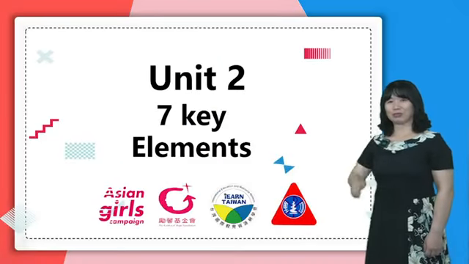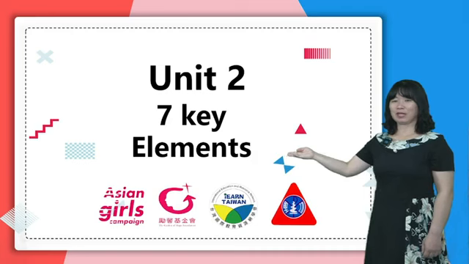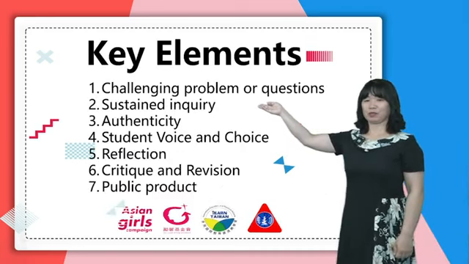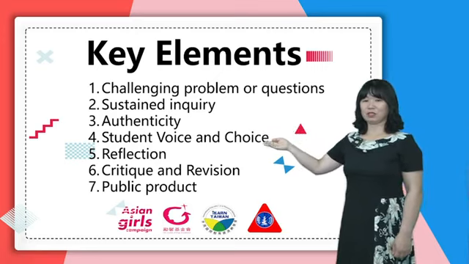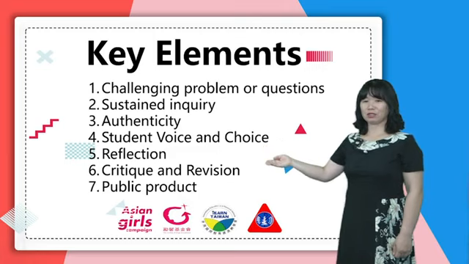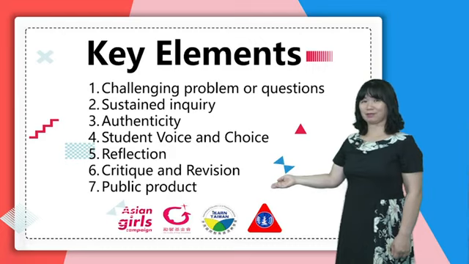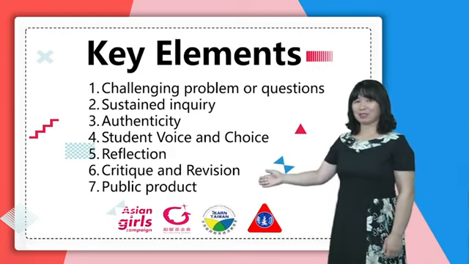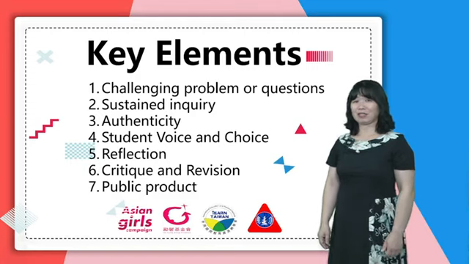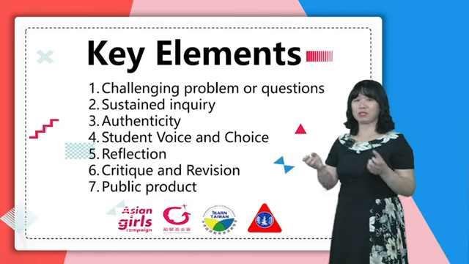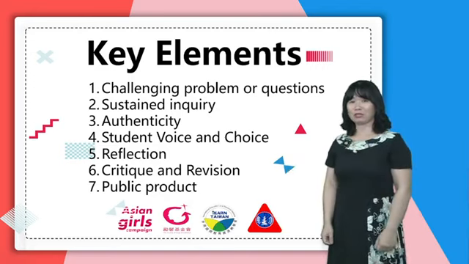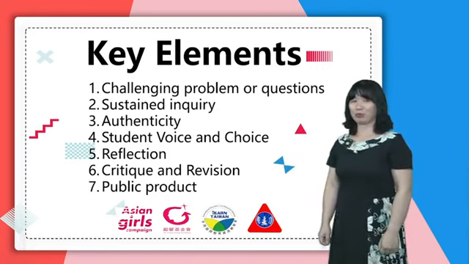After listening to Dory's lecture, PBL design has 7 key elements. It includes challenge, problem, or questions, sustained inquiry, authenticity, students' voice and choice, reflection, critique and revision, and public product. All these key elements create a dynamic environment for learning, where a student is not only absorbing the information, but also engaging with deeper understanding and practical skills.